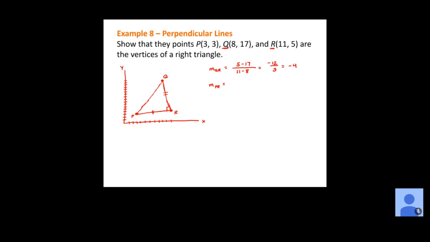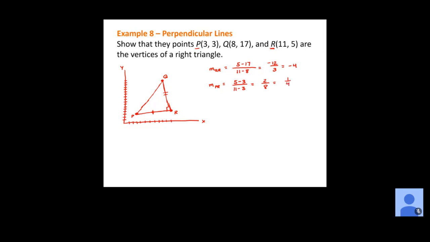So if we do P and R, what's the numerator going to be? Good. So 5 minus 3. And then the denominator would be 11 minus 3. That's going to give us 2 over 8. And what is 2 over 8? 1/4, right? So this does check out.